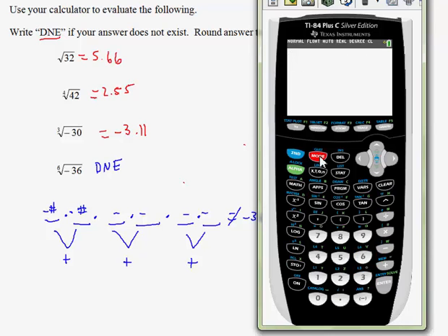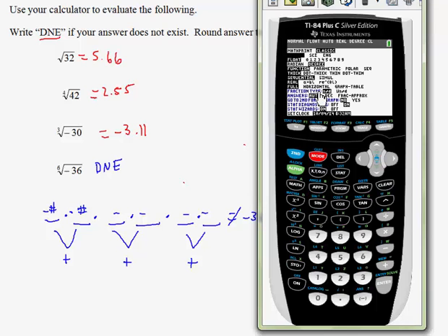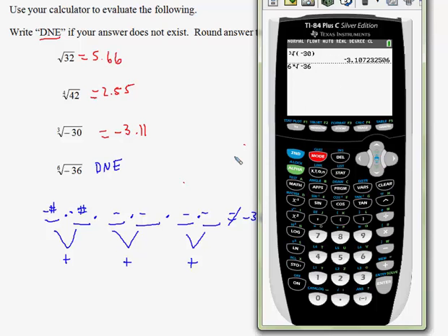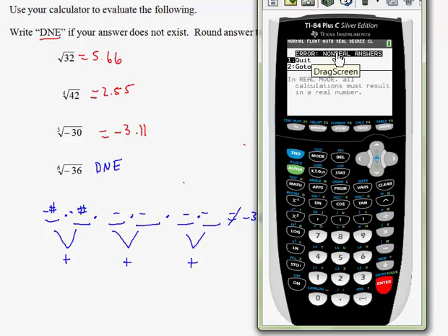In fact, if you let me hit mode, I am in what is called real mode, and if all you want to consider is real answers, I'm going to leave it at that. Let me hit second quit to go back, because I'm telling my calculator that I do not want to deal with complex numbers, to keep our answers real. When I press enter, the calculator will say error. The answer is non-real.